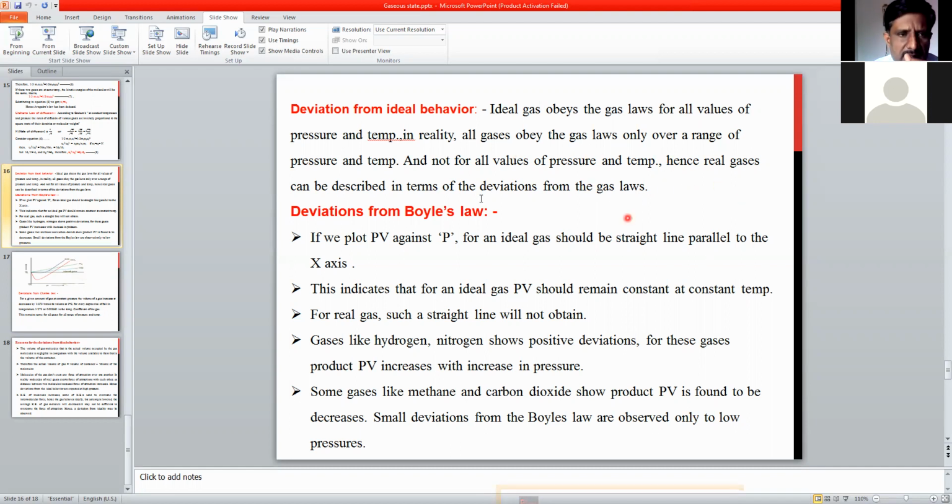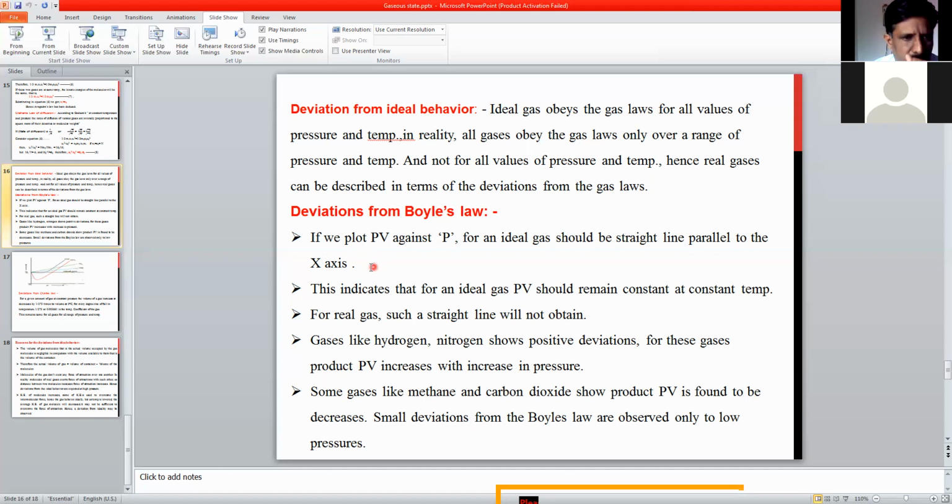Hence, these real gases can be described in terms of deviation from the gas laws. If the ideal gas laws are deviated by certain gas molecules, those gases are called real gases. Now, we will see how they deviate from Boyle's law.